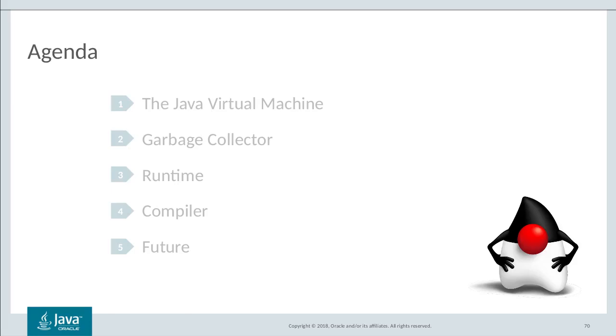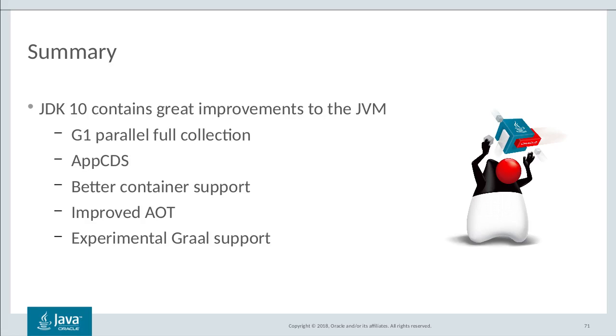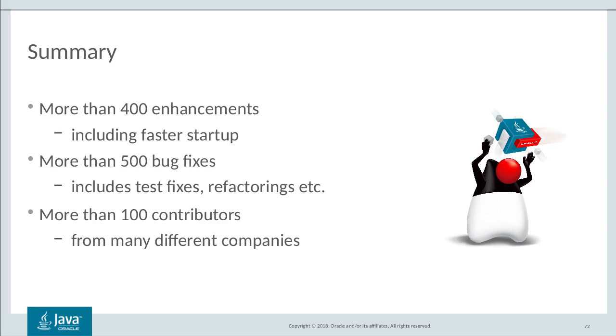Now, that was all for today, so let's quickly summarize and recap what we've seen today. JDK 10 contains some great improvements to the JVM. You get the G1 parallel full collections, you get application class-data sharing in the OpenJDK builds, better container support, improved AOT, and a first glimpse of the experimental Graal support. But this is not all. There are more than 400 enhancements going into the JVM in JDK 10, including faster startup in general, which I know a lot of you care about.